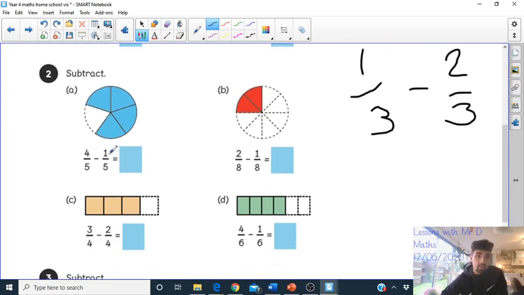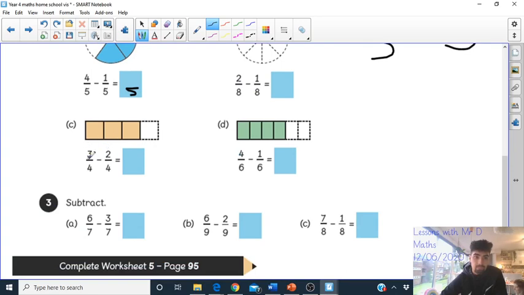4 take away 1 is 3, so 3/5. Denominators are the same, denominator stays the same. 2/8 take away 1/8. 2 out of my 8, take away 1, I'm going to have 1 left. 3 take away 2 is 1, 4 take away 1 is 3, 6. Make sure you just get your denominators the same. It's really, really that simple.